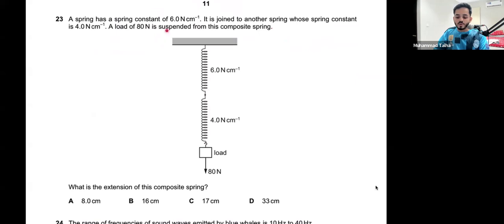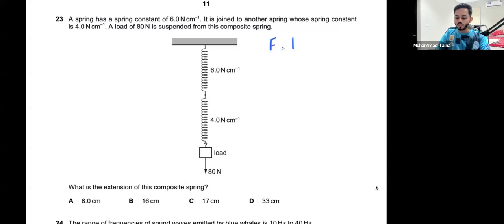23, a spring has a spring constant of 6 Newton per centimeter. It is joined to another spring whose spring constant is 4 Newton per centimeter. The load of 80 Newton is hung. What is the extension of this composite spring? This is an example of springs in series. So we add the extensions of both of these to get the total extension.